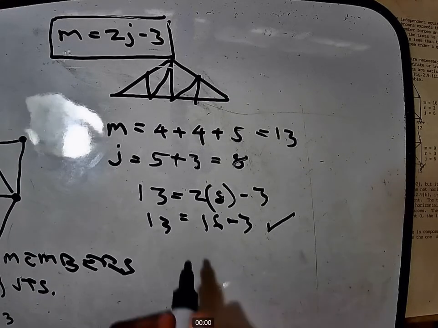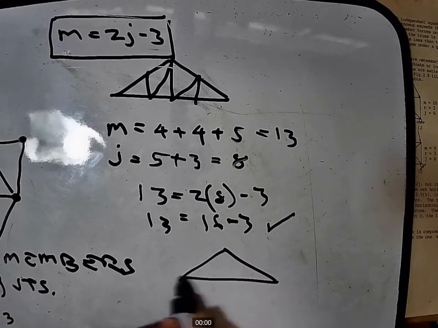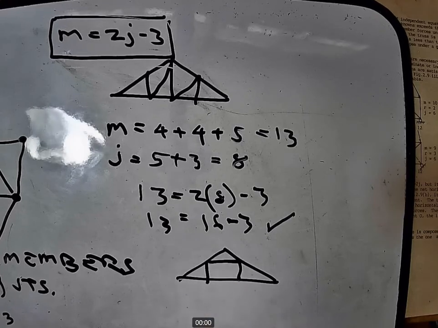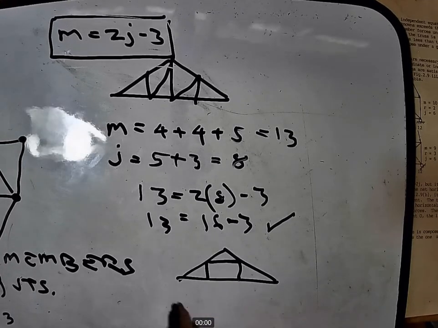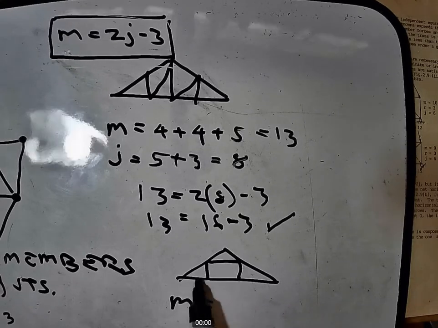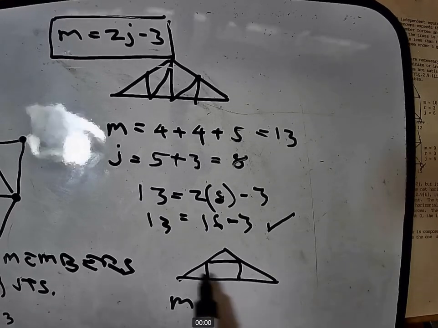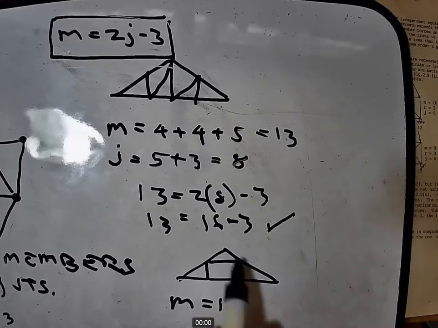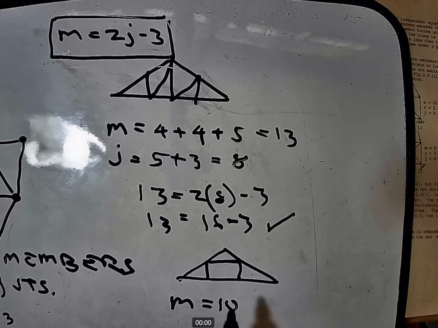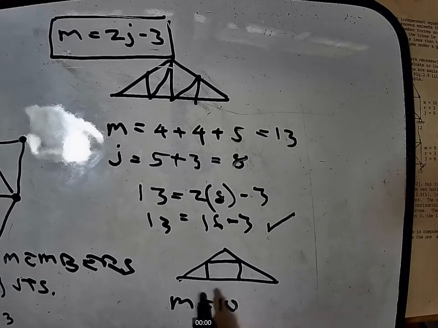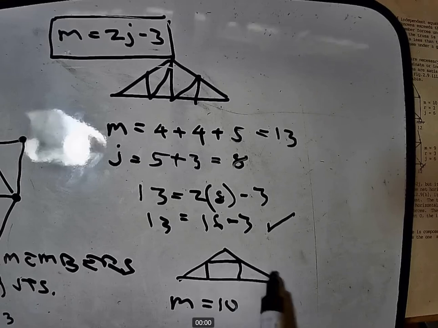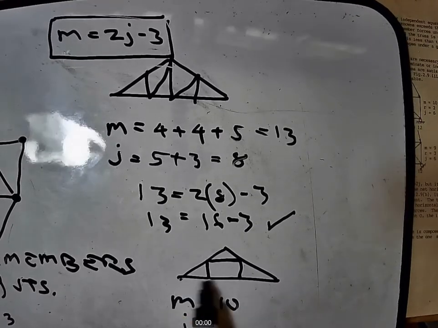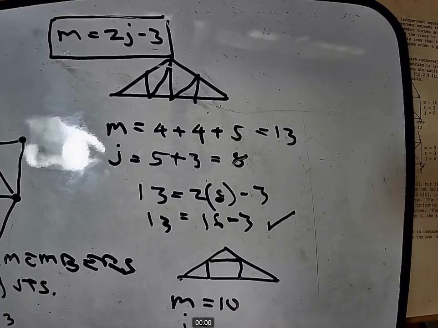Next, another example is, check natin ito. Yan, no? So, how many members? 1, 2, 3, 4, 5, 6, 7, 8, 9, 10. Okay, so bottom chord, 1, 2, 3, 4; top chord, 5, 6, 7; and then webs, 8, 9, 10. Yan. And how many joints? 1, 2, 3, 4, 5, 6, 7.